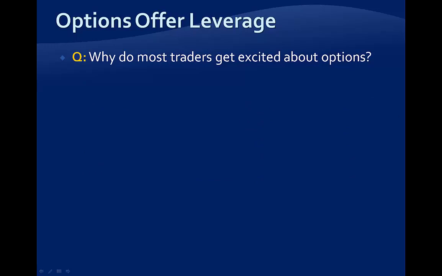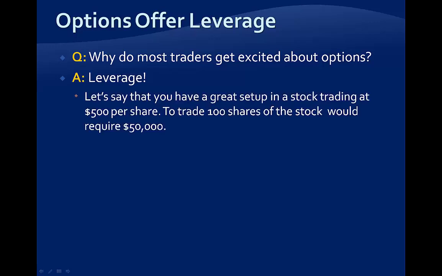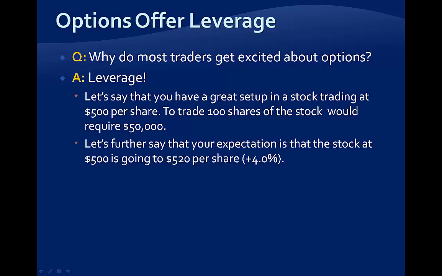Why do most traders get excited about options? It's the leverage. It's really that potential. That's the reason. And let's say that you have a great setup in a stock and it's trading at $500 per share, which is not uncommon. A lot of stocks are high priced, 200 per share, 300 per share or higher. If you have this setup, you could trade the stock, but 100 shares of the stock at $500 per share is $50,000. So it's a large investment. It's a very high capital requirement. Now you might say, well, I just can't trade that stock. It's too expensive. With options, you could do that, right?